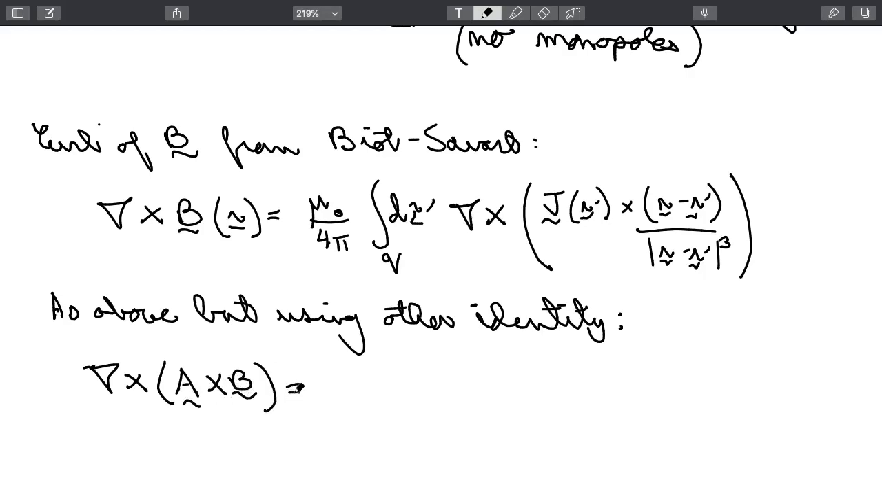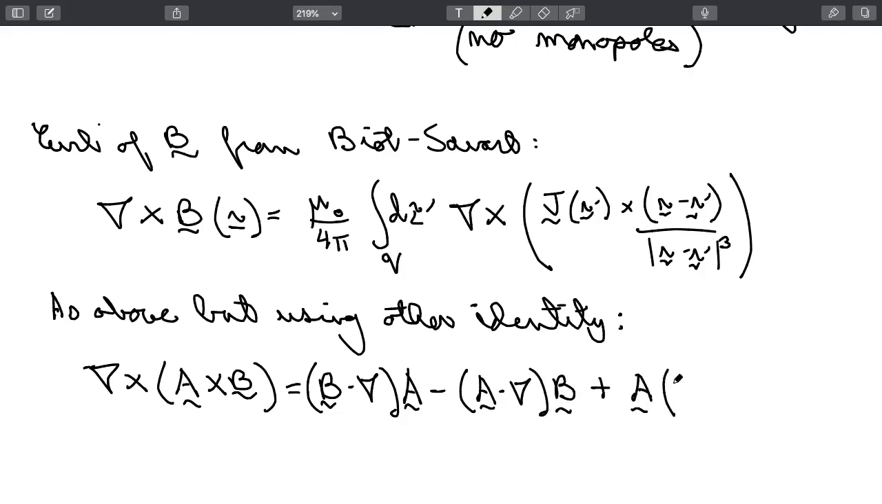So what is that? Again, just a fact that you can prove for yourselves on a Friday night when you don't know what to do. The curl of A cross B is B dotted into div applied to A, minus A dotted into div applied to B, plus A times div B, minus B times div A. So these are just boring manipulations that you have to make.